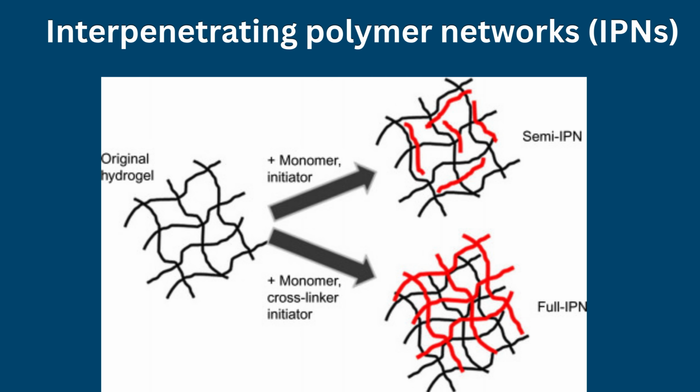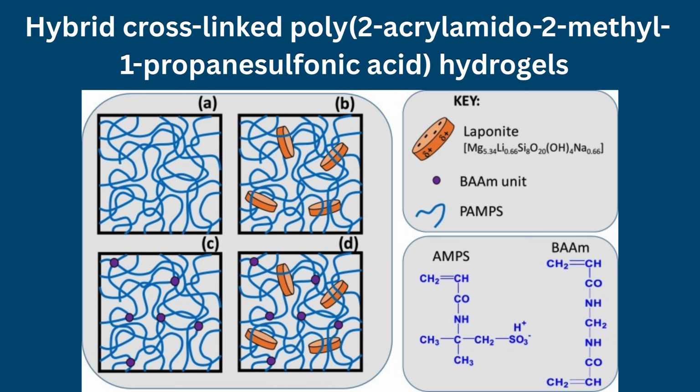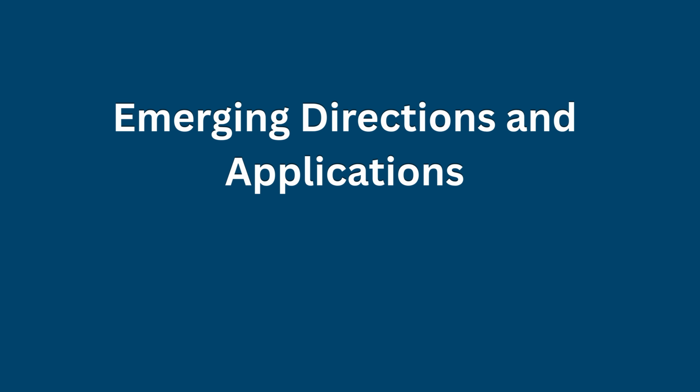Interpenetrating polymer networks, IPNs, and double network systems exemplify the importance of topology in enhancing mechanical properties. In double network hydrogels, a rigid, brittle network is interlaced with a soft, ductile network, resulting in materials with exceptional toughness and resilience. Such systems have been demonstrated in PAMPS, polyacrylamide hydrogels, which exhibit fracture energies orders of magnitude higher than conventional hydrogels. Emerging directions and applications.